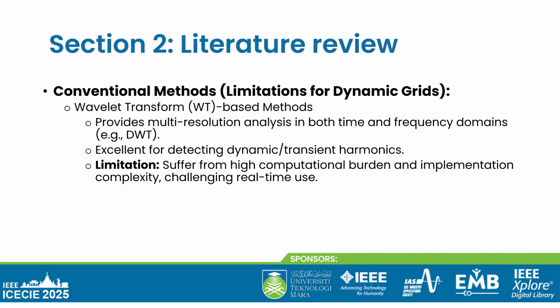We call it the DWT, discrete wavelet transform. It can decompose the signal into an approximation of low frequency and details in high frequency. The strength of it is that it is excellent for detecting dynamic and transient harmonics. It can also localize where in time a harmonic occurs and is very suitable for voltage swell or harmonic events. The limitation is that it suffers from very high computational cost and implementation complexity. So it's very challenging for real-time use, especially at high sampling rates.